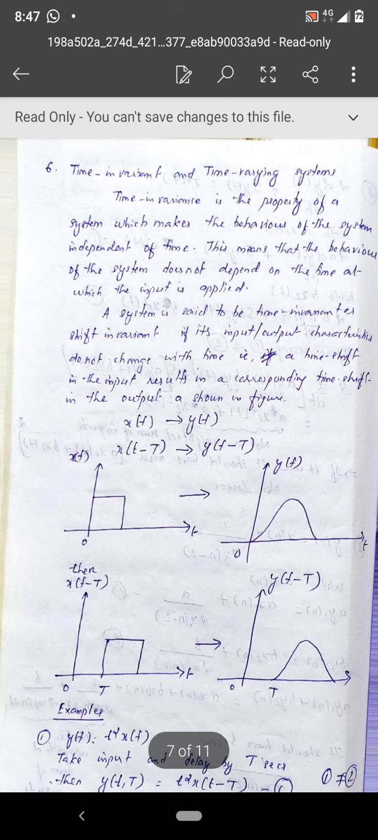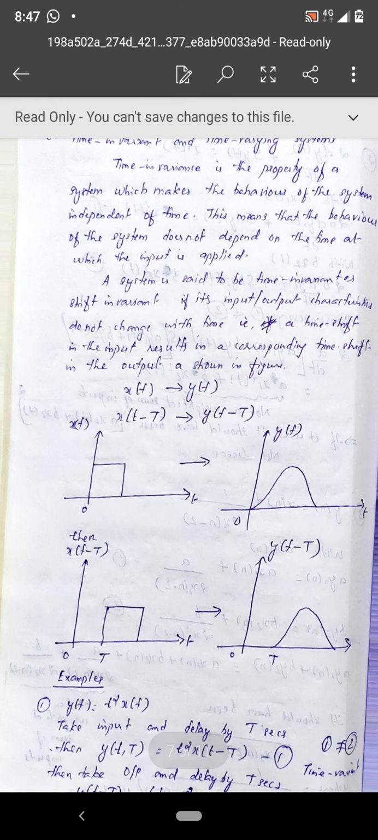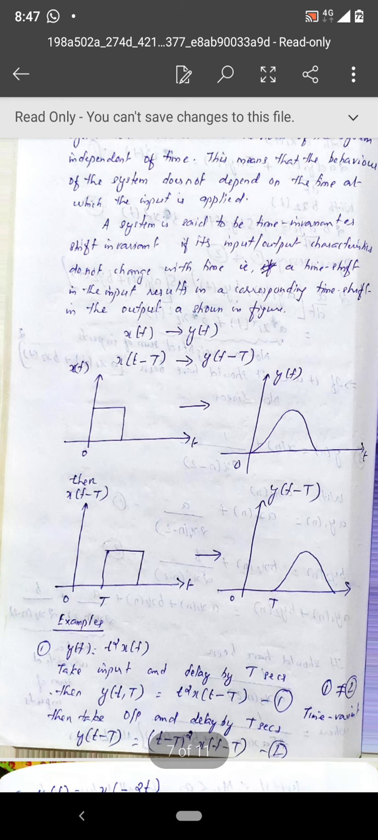A system is said to be time invariant or shift invariant, it has another name also, that is shift invariant, if its input or output characteristics do not change with time. That is, a time shift in the input results in a corresponding time shift in the output as shown in the figure. That is, if x of t leads to y of t, then if I delay the input by capital T seconds, then the output also will be delayed by the same T seconds. And you can see that the behavior of the output does not change even if we delay the input by T seconds. That is very evident from the figure you see.